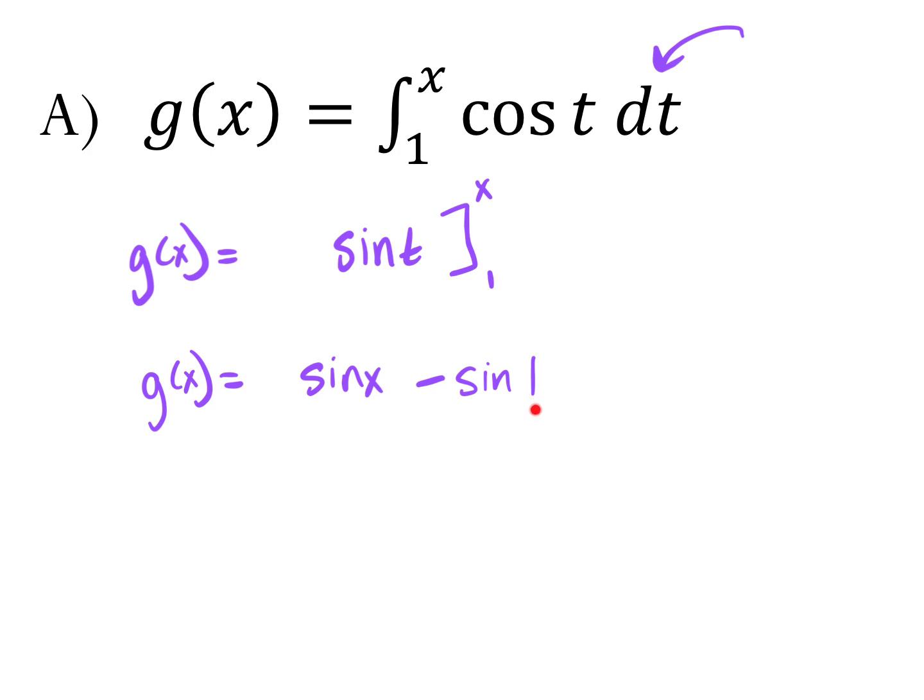Okay? Now, I'm asking you to take the derivative of this function. What is the derivative of g now that we have this? Well, the derivative of sine x is cosine x. What's the derivative of sine 1? 0. Because what do I know about the sine of 1? It is a constant. Everybody good so far?